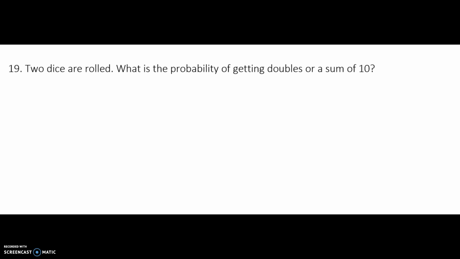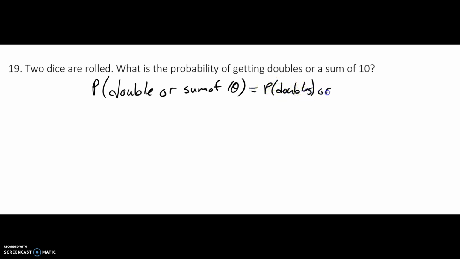So as I'm looking at this, what I think about is the probability of getting doubles or a sum of 10, okay, which is fine. Which means that we'd break this down as the probability of doubles or, which is addition, the probability of a sum of 10, and then we need to subtract out that overlap. And there's only one way for that to happen, but that's the probability of getting doubles and a sum of 10.